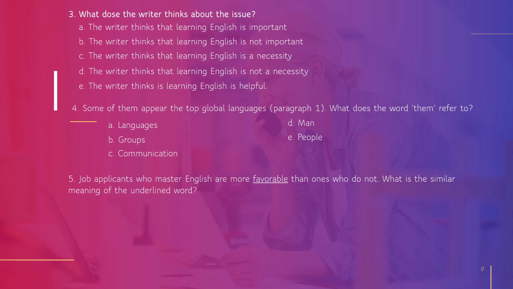Number 5. Job applicants who master English are more favorable than ones who do not. What is the similar meaning of the underlined word? A. Available. B. Pleasant. C. Adorable. D. Applicable. E. Mean.